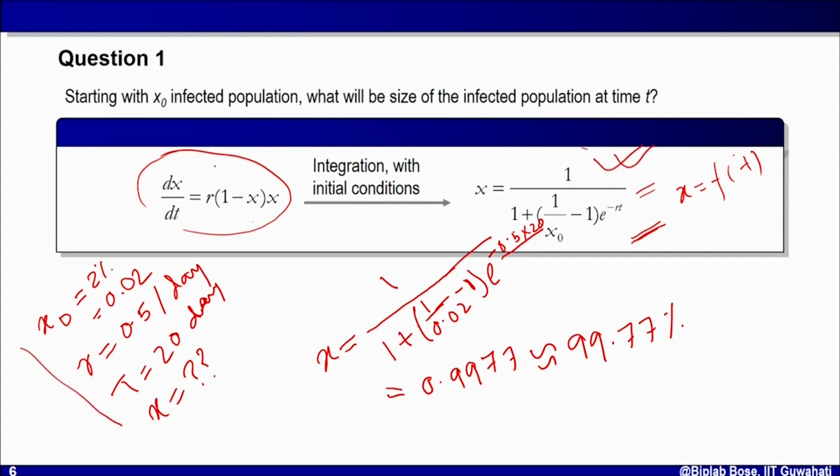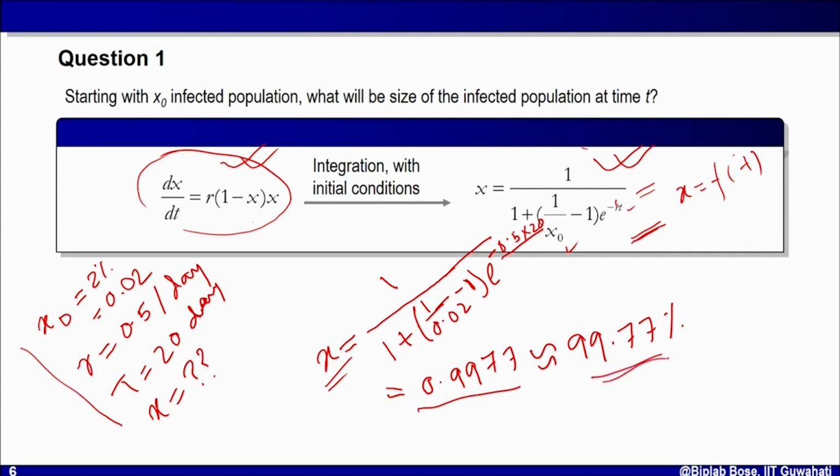that I have got from the integration of the ODE based model. By plugging this value of x naught, R, T, I get the final value of x, and that is 0.9977, which is equivalent to 99.77%.